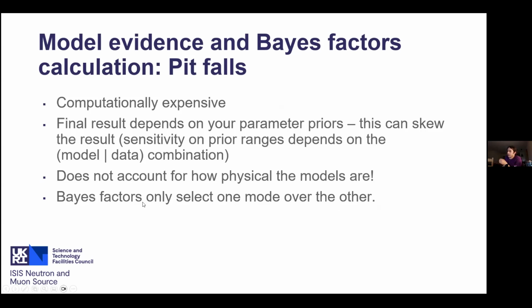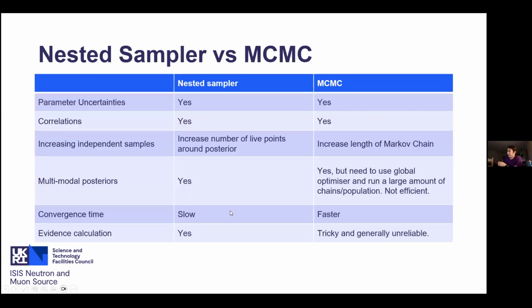And as I hinted at earlier, your Bayes factors only select one model over the other. That other model may still have some probability of being useful, being correct. So do bear that in mind.